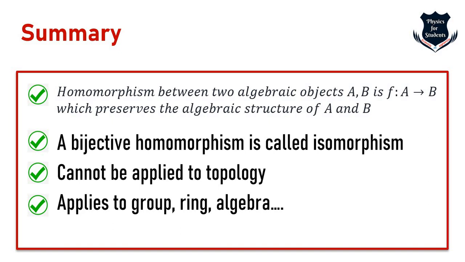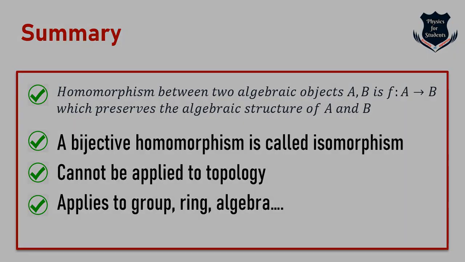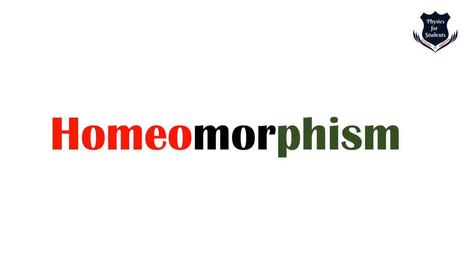So we have learned isomorphism, we have learned homomorphism, and we have learned the difference between homo and homeo, and why homomorphism cannot be applied to topology. We are not dealing with this why, but it cannot be applied to topology. And we have also learned what isomorphism is with certain examples. Now we come to the last and final part, right? What is called homeomorphism.